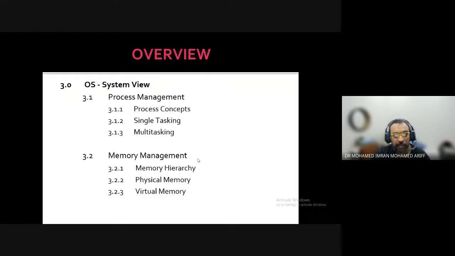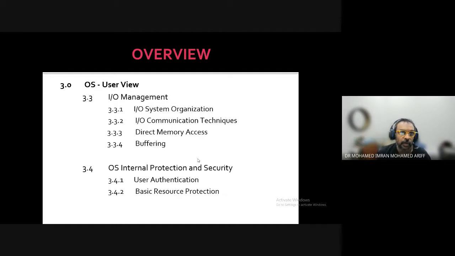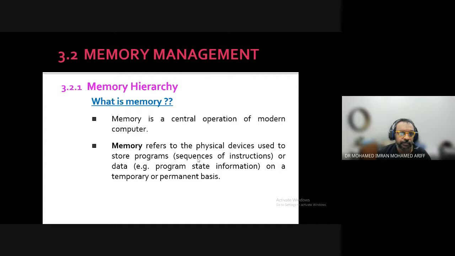By the end of this section, we hope that you are able to understand what memory is all about, what the types of memory are, how the data is kept inside each memory, and how the operating system accesses these memories. So what is memory? We start with the basic concept.